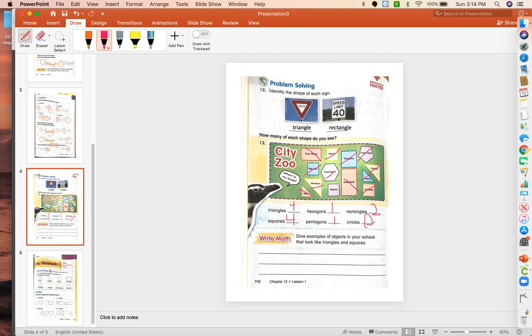The write math I would like you to do on your own today. It says to give an example of objects in your school. Well, unfortunately, we're not in our school, but we're in our home. So tell me one thing that you can find in your home that looks like a triangle and one thing in your home that looks like a square.